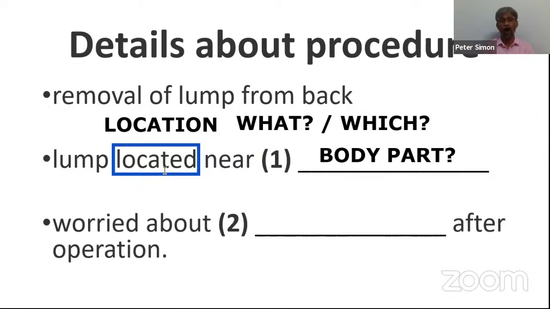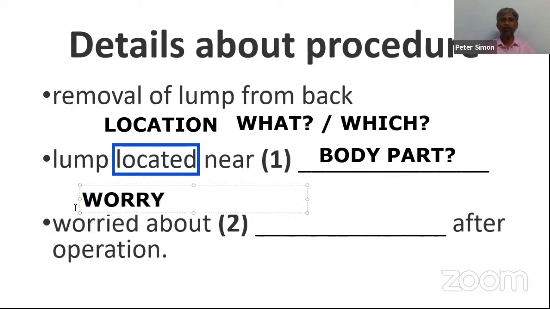Next one: worried about, dash, after operation. You have to break the sentence into parts. Worried about something after operation. After operation is not important now. The worry is after operation, that is very clear and already cleared. He is worried regarding the condition after operation. There is no question there. So worried about something. This worried, we are going to transform into noun form, that is worry.